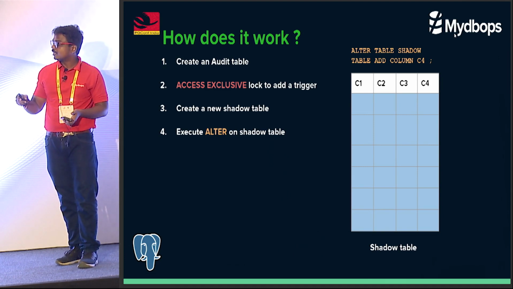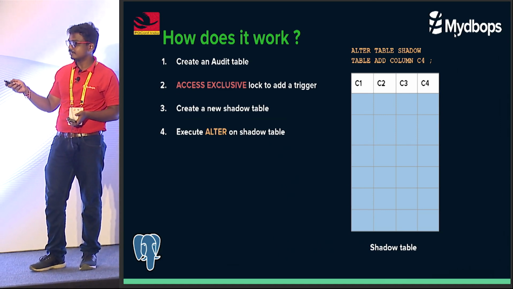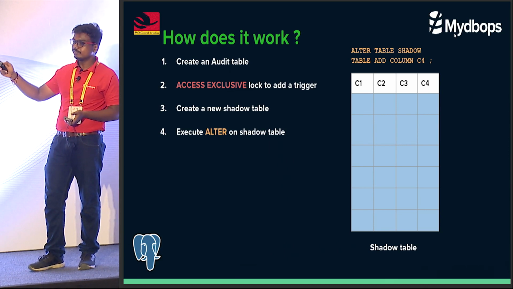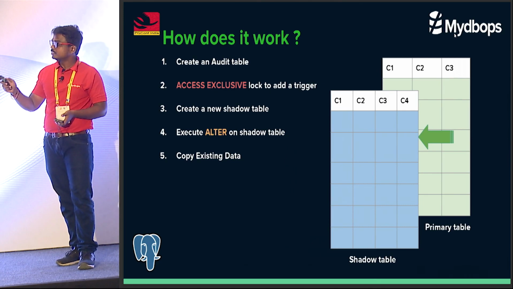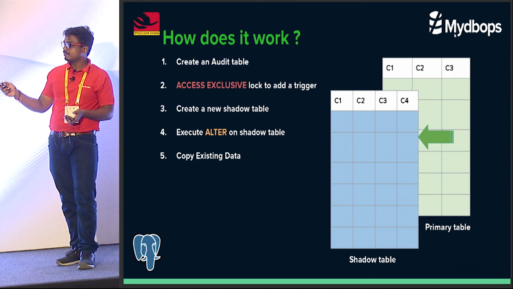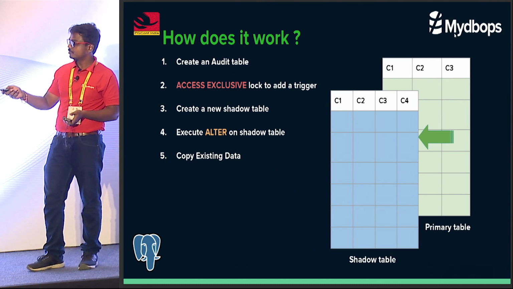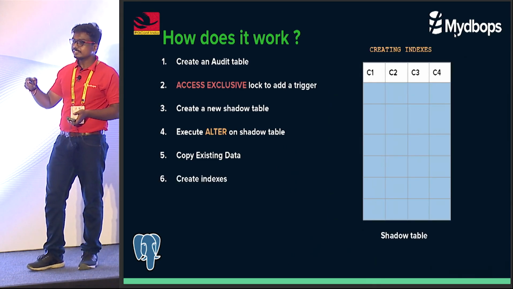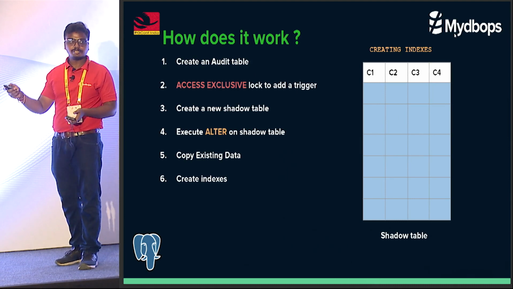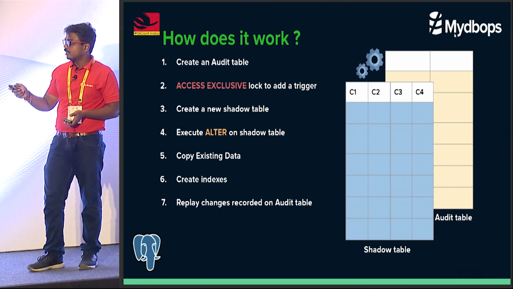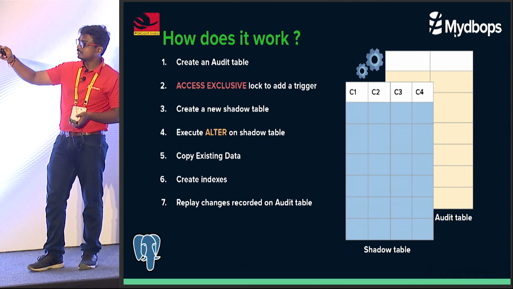Then this alter will be executed within milliseconds because the table doesn't have any data. So your table is modified as per your requirement. It has all the columns now. So now it will start to copy the data from your primary table, that is your production table, to the shadow table, which was just altered. Once the data is completely copied, it will start to create the indexes, if anything exists on your production table. And then it will replay the changes which are captured on the audit table, which you created in step number 1.